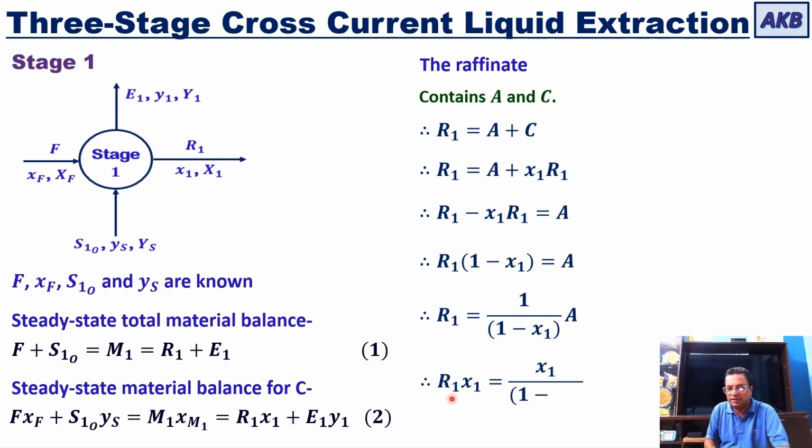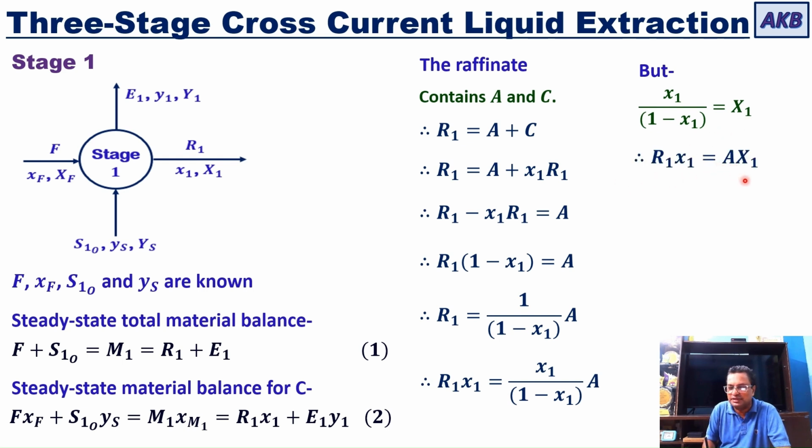And if I multiply with X1 on both the sides, it will be R1 into X1, that is equal to X1 upon 1 minus X1 into A. But X1 upon 1 minus X1 is capital X1. That means R1 into X1 is A into capital X1. So that means I can replace R1 into X1 in equation number 2 with A into capital X1.